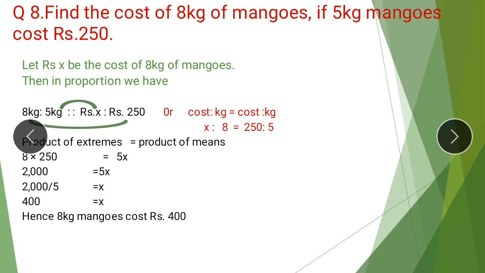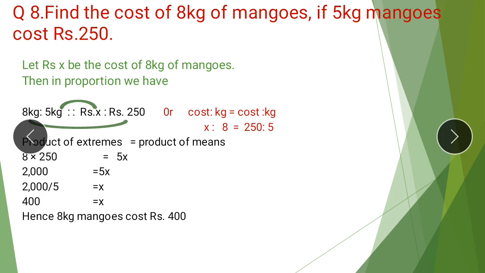Okay, we are supposed to find the cost of 8 kg of mangoes if 5 kilograms of mangoes cost rupees 250. This question can be solved by different methods. If you find the cost of 1 kg, you divide 250 by 5, so 50 will be the cost of 1 kg of mango. So 8 kg will be how much? If you multiply 8 with 50, you get 400.